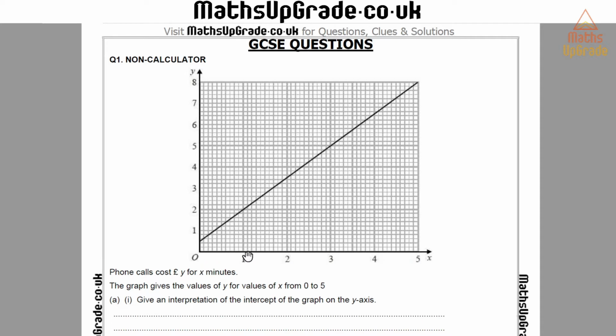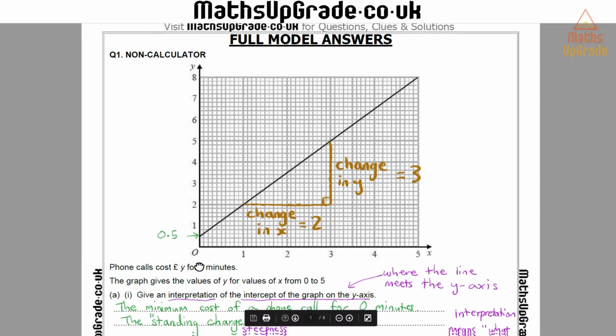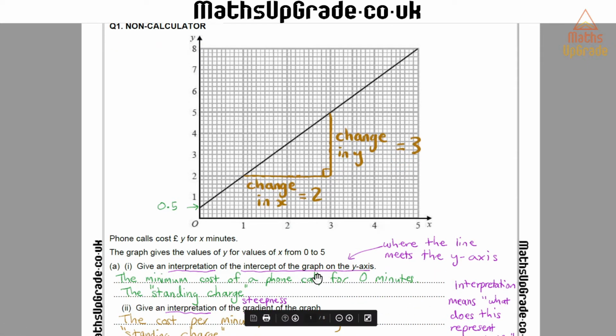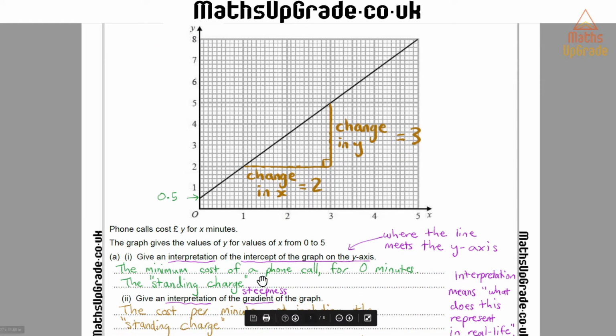Since the intercept is where x equals 0, that's where the number of minutes you spend on the phone is 0. So this must be the initial charge. Even if you don't spend any time on the phone, this must be the initial charge of the cost of the call. So this is known as the standing charge. So that's what I put here. This is the minimum cost of a phone call for 0 minutes, the standing charge.